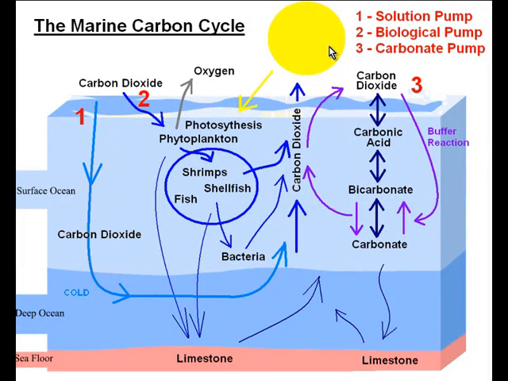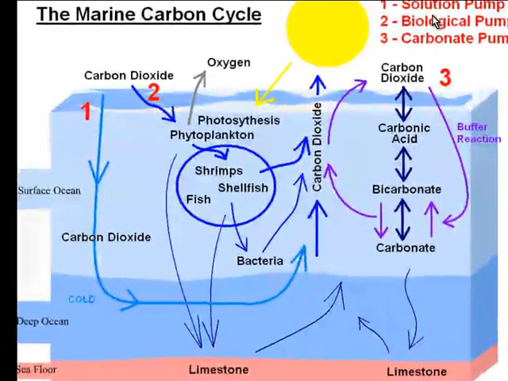But actually the marine carbon cycle is much more complicated than that. It's actually made up of three different parts. The first part is called the solution pump. The second part is called the biological pump, and the third part is called the carbonate pump. These three pumps are cycles in their own right. They are separate cycles, but they do interact with each other as well.